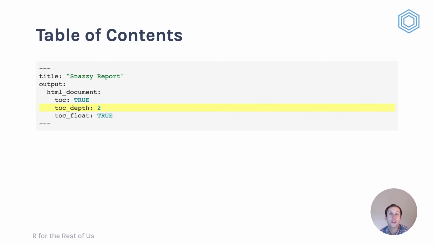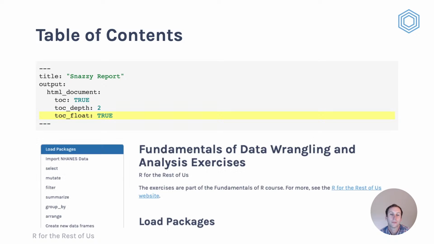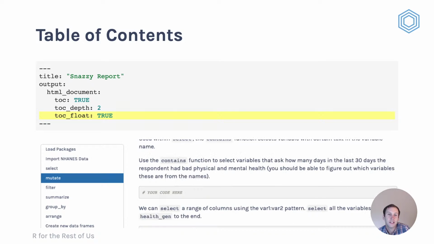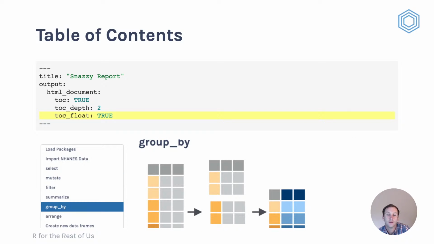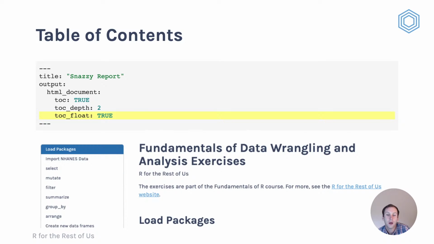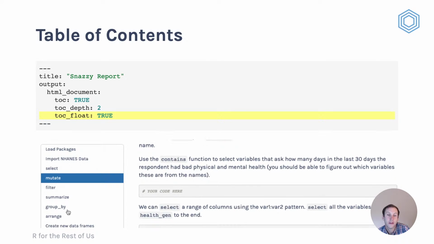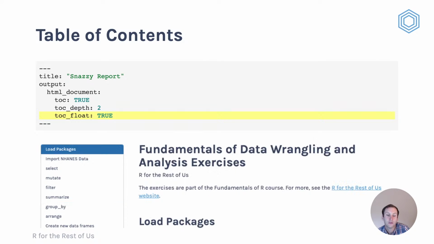toc_float will give you a floating table of contents. It'll put it on the left side. You can see here, this is a sample of some code from my fundamentals of R course, and you can see here that I've set up a floating table of contents.